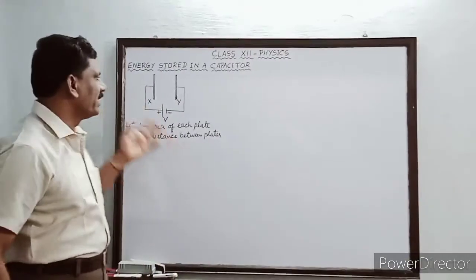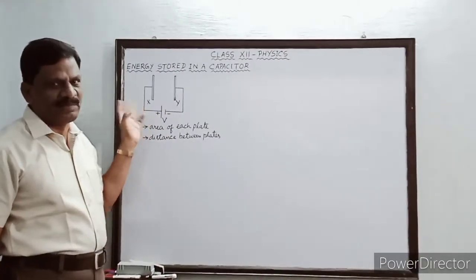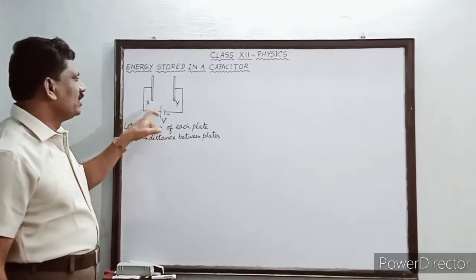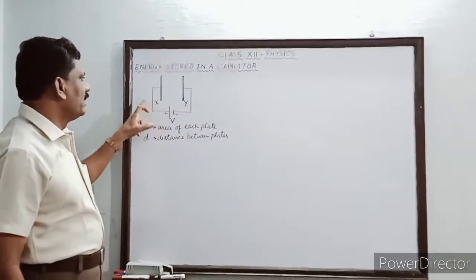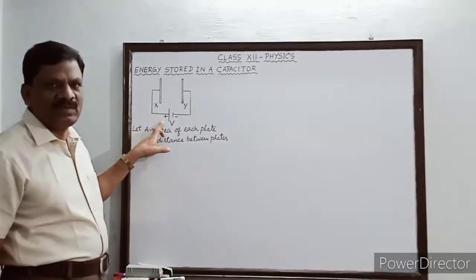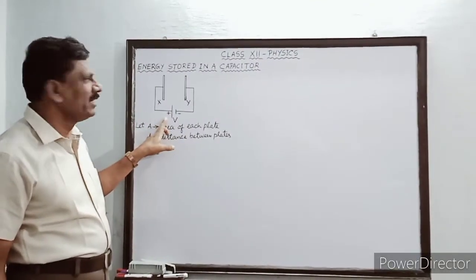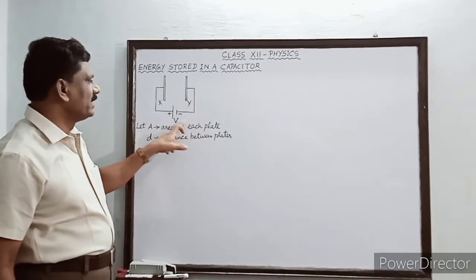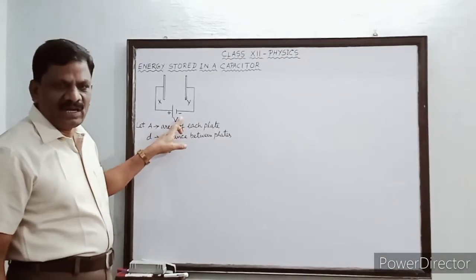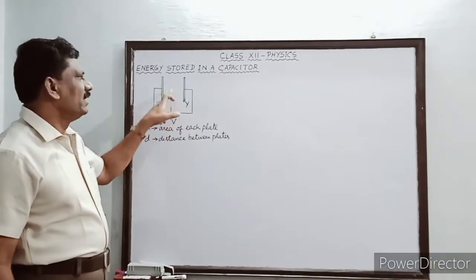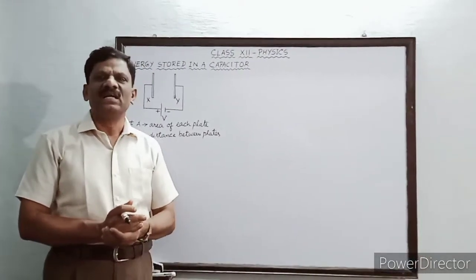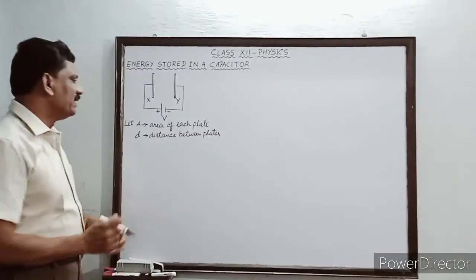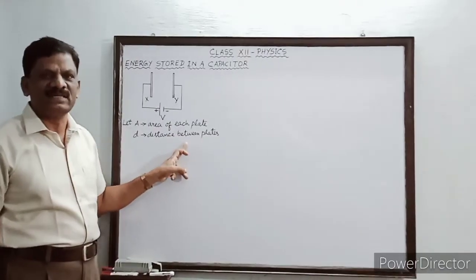So for that I have considered a parallel plate capacitor having two parallel plates X and Y. Plate X is connected to the positive terminal of a battery and plate Y is connected to the negative terminal of the battery. And as usual, let capital A be the area of each plate and small d be the distance between the two plates.